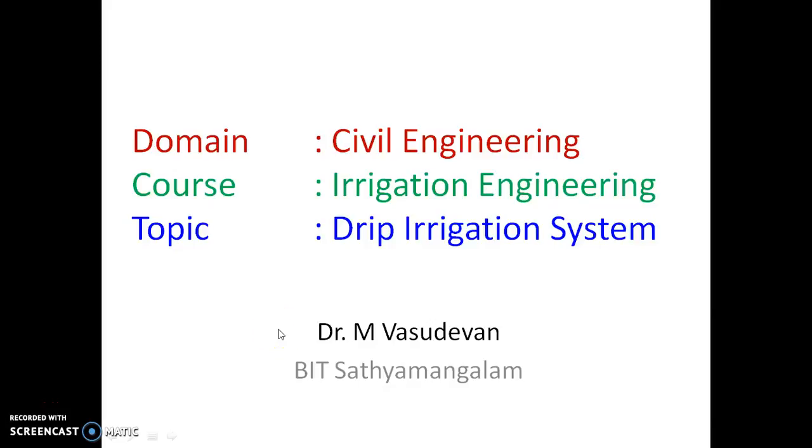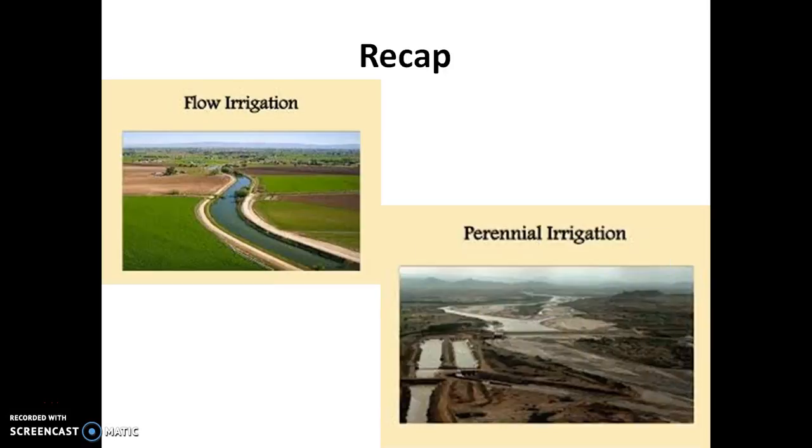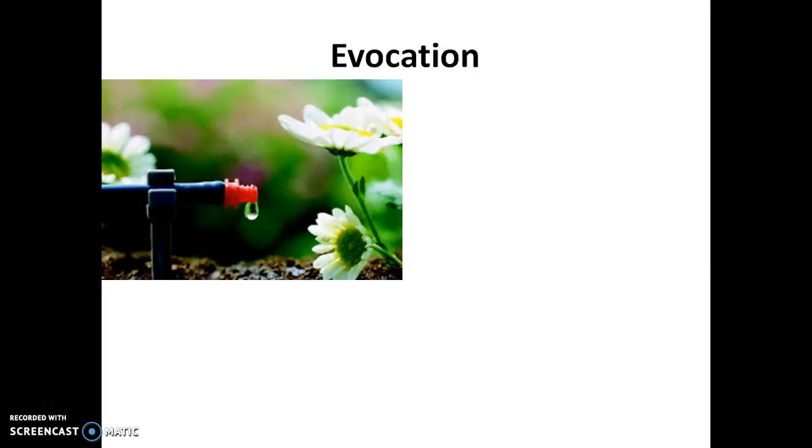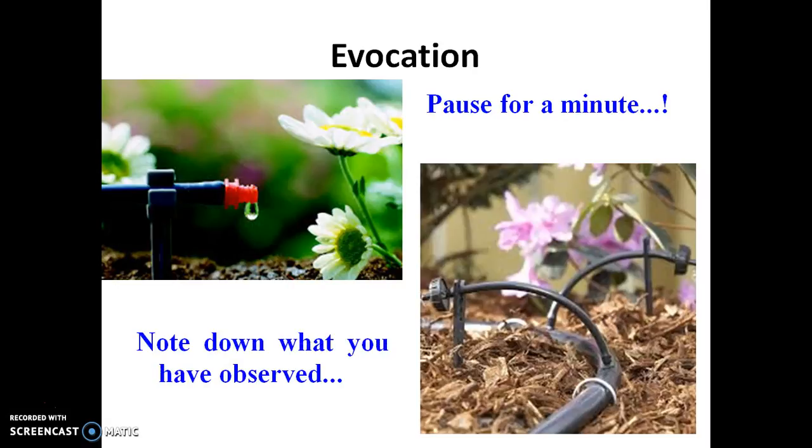Good morning, and today's topic is drip irrigation system. So a quick recap of what we covered in the previous class, talking about flow irrigation and perennial irrigation. I hope you remember the main advantages and drawbacks of the systems. For today's topic, please go to this picture, wait for a minute, and you can note down what you observe from these figures.